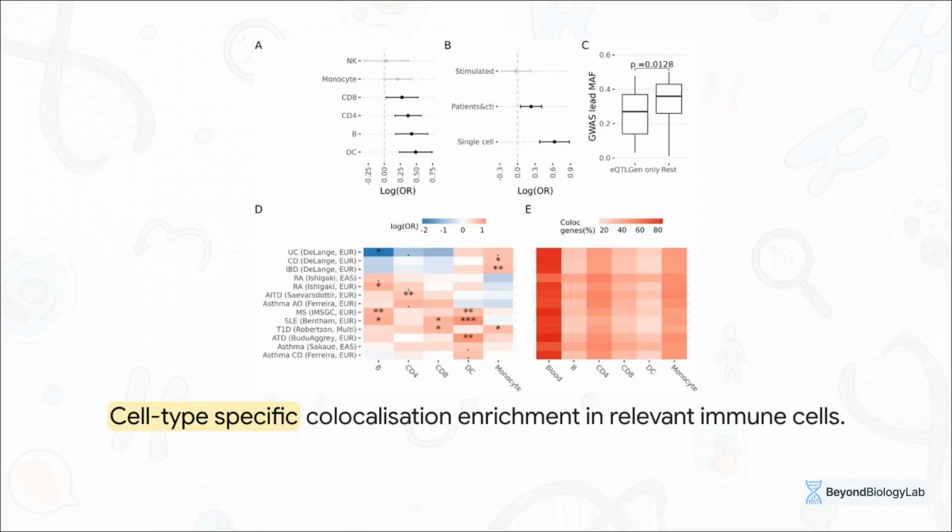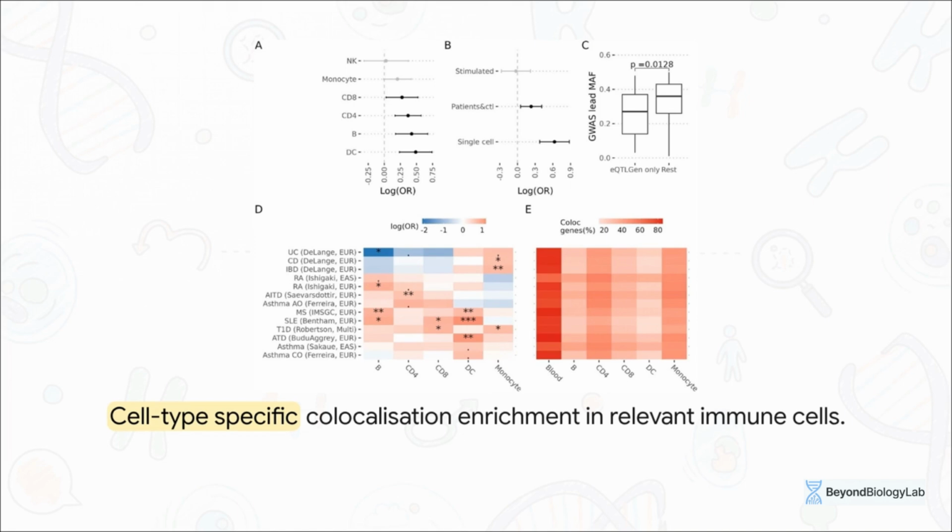Well, the data here is wild. When you look at the enrichment for colocalization across different immune cells, certain signals jump right out. For instance, Crohn's disease and inflammatory bowel disease signals peak specifically in monocytes. Or look at lupus signals. They peak in B cells and dendritic cells.